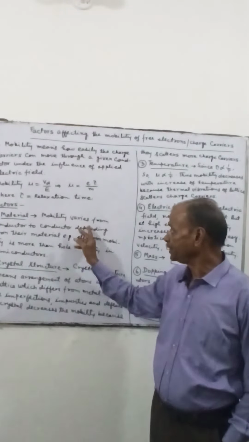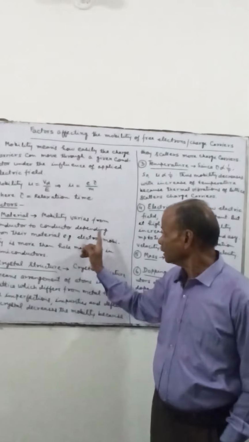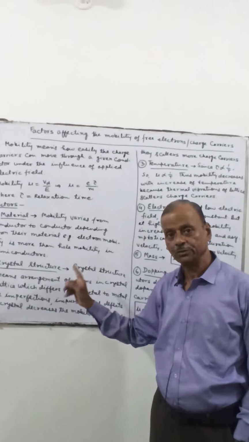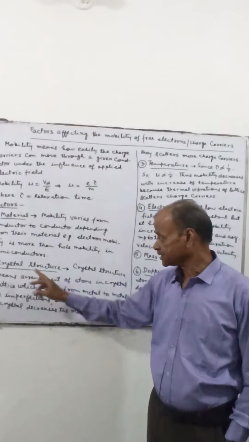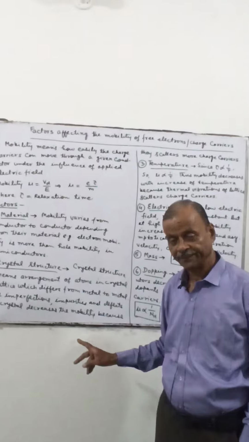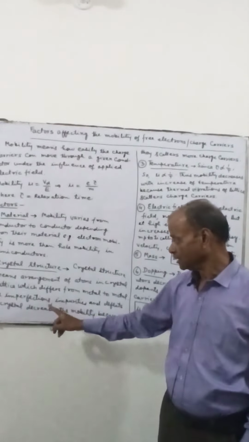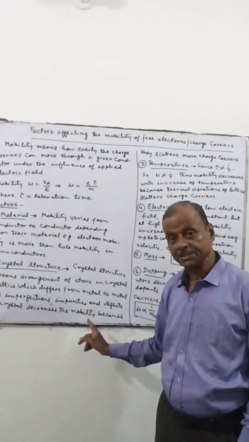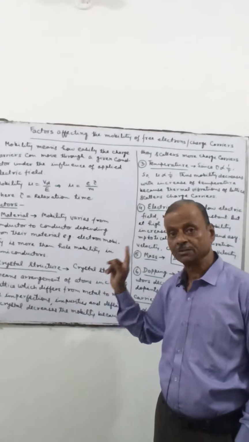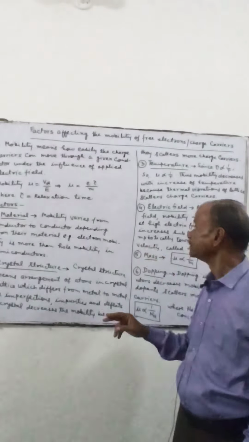Material. The mobility varies from conductor to conductor depending upon their material. For example, the electron has more mobility than the holes in the semiconductor. Crystal structure. The crystal structure means the arrangement of atoms in the lattice. And all the crystals have impurities, defects and imperfections, and these cause the charge carriers to diffuse or scatter more easily. So they decrease the mobility of the charge carriers.